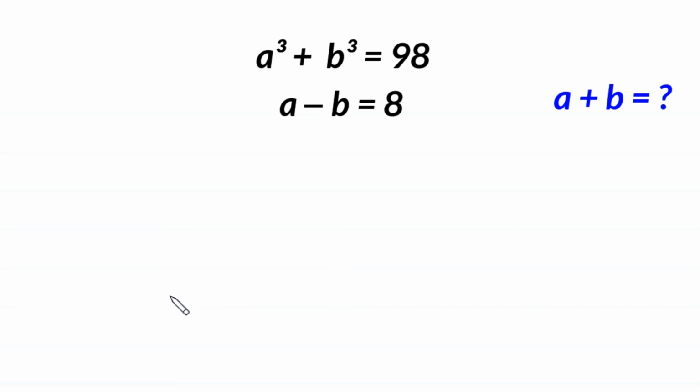Hello everyone, welcome to how to solve this very nice system. a cubed plus b cubed equal to 98 and a minus b equal to 8. Our job is to find all possible values of a plus b.